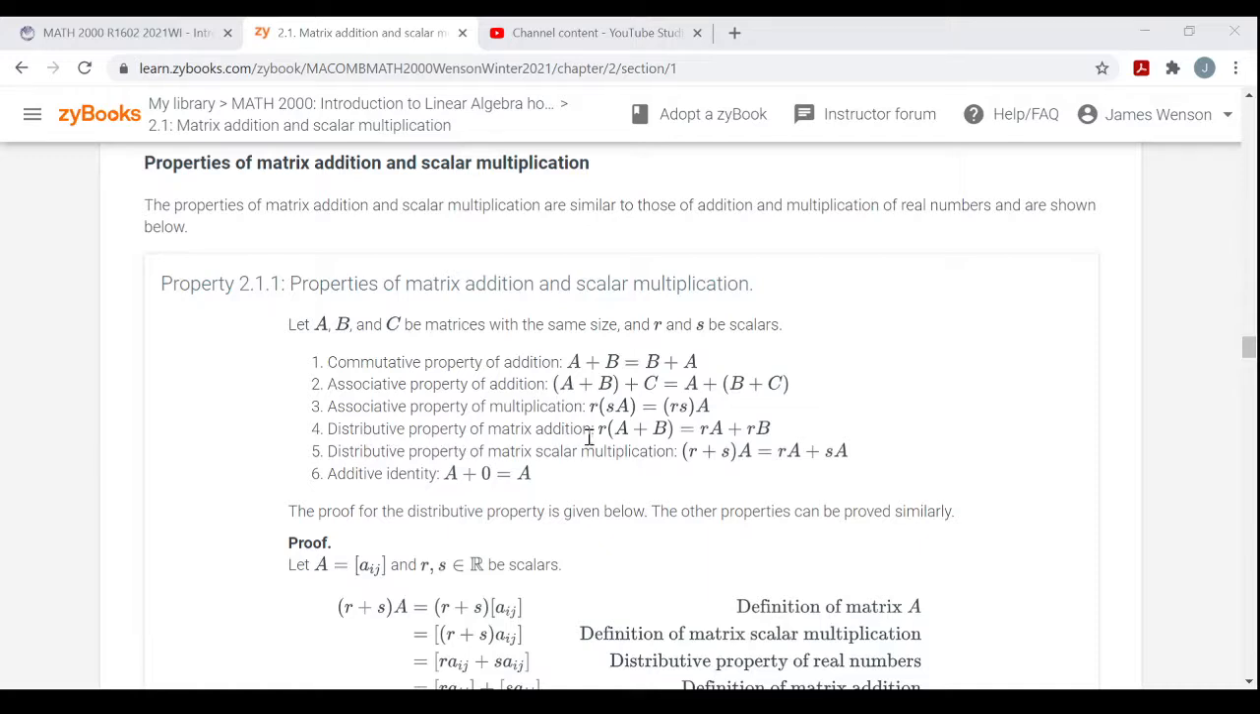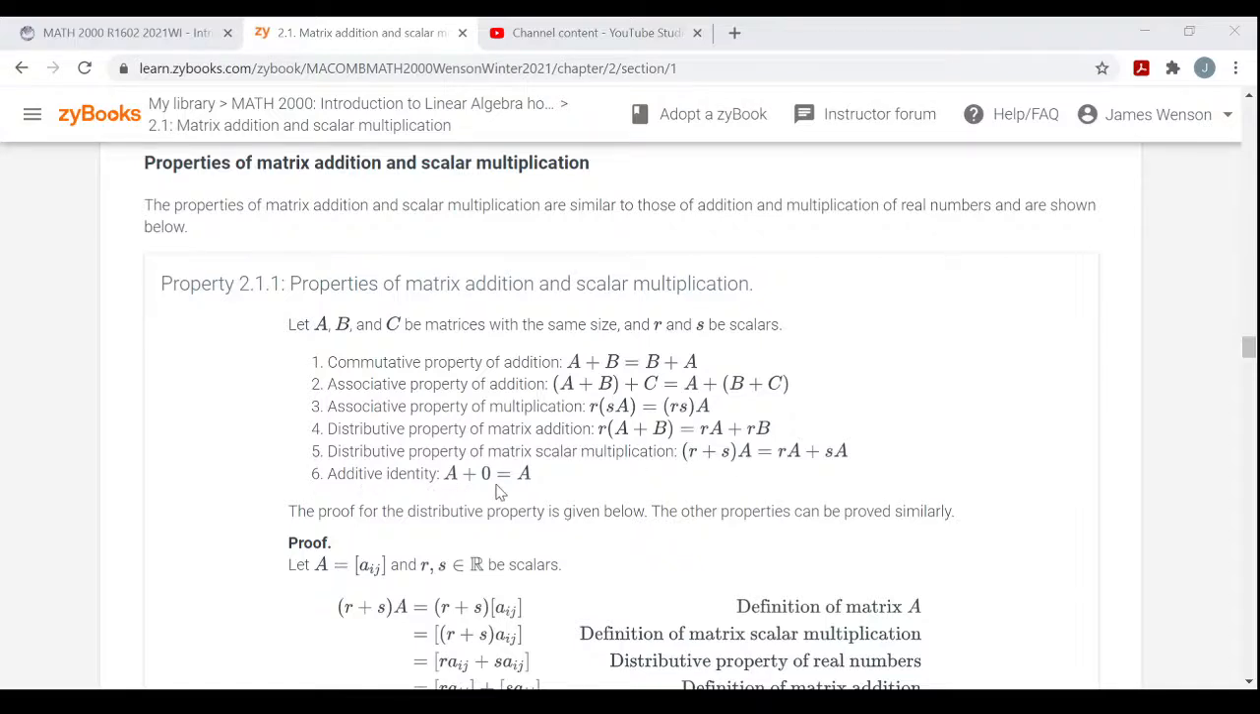I mentioned this one a second ago, right? You can distribute a scalar over matrix addition. Right? If you have a scalar times the sum of two matrices, you can add the matrices first and then multiply by the scalar, or you can distribute the scalar and get R times A plus R times B. You can also distribute a matrix over the sum of two scalars. So if I'm adding two scalars, you can add the two scalars first and then multiply by the matrix, or distribute the matrix and multiply the matrix by each scalar first and then add the results, and you'd get the same thing either way.